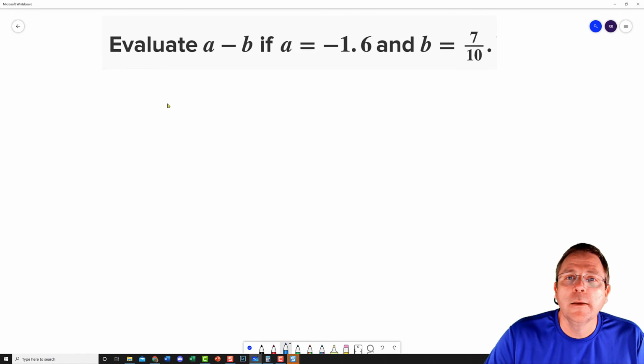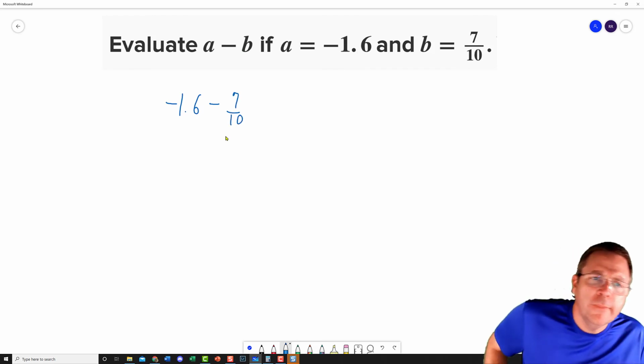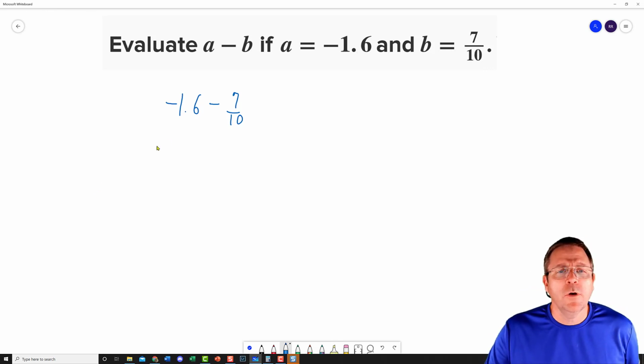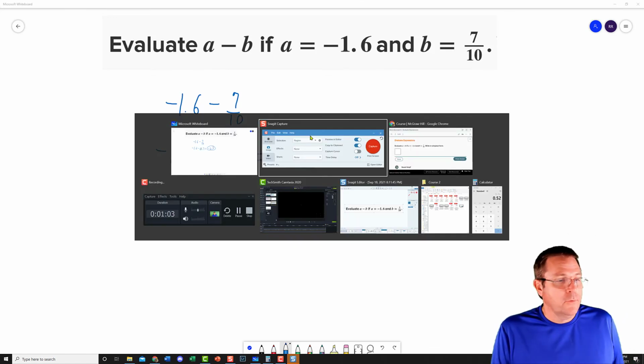So A is going to be negative 1.6 and B is going to be positive 7/10. Now I think I want to work these as fractions. Fractions are our friends. Actually, I think I'm going to do this as a decimal, because this would be a super easy decimal problem. Negative 1.6 minus 7/10. Signs are the same. Find the sum, which is going to be 2.3. Sign for the larger number goes in front of your answer. Negative 2.3 is what we should get for an answer.